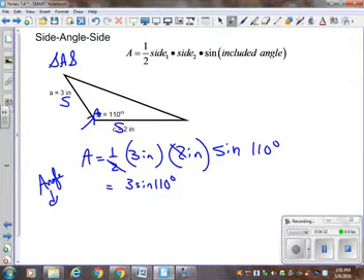Angle needs to be in degrees. So you need to go to the mode button and turn on degrees for this lesson. In fact, this whole chapter we're going to have degrees turned on. We're not going to be working with radians at all. And that'll give you your answer.